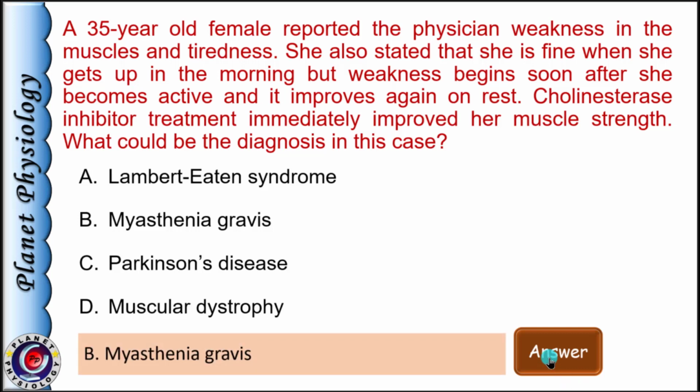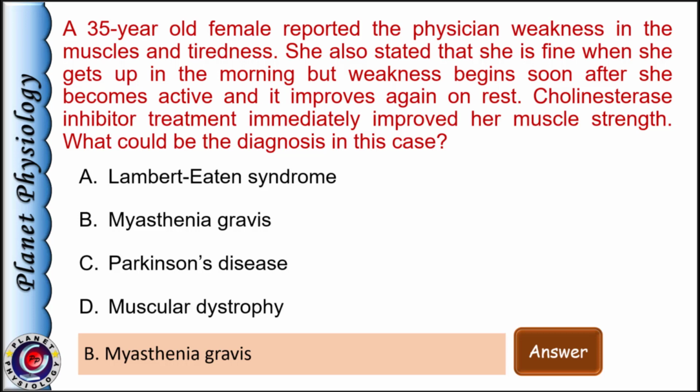In case of Lambert-Eaton syndrome, antibodies are formed against calcium channels in the nerve terminal, and hence neurotransmitter release is decreased. It affects proximal muscles, and muscles respond better on repeated stimulation. So this is the main difference between myasthenia gravis and Lambert-Eaton syndrome.